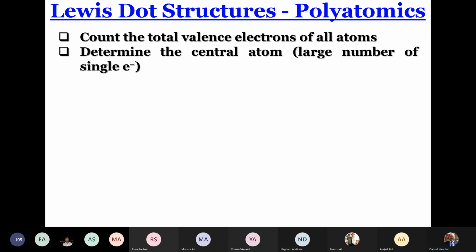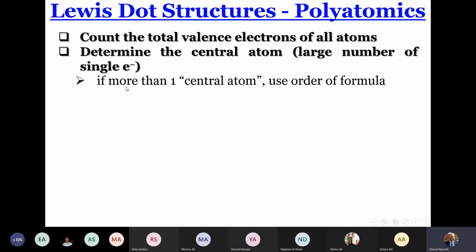Step 2 is to determine the central atom. I have a molecule containing A, B, C atoms. Which is the center, A, B, or C? In general, the central atom is that with the large number of single electrons. This is in general, and we have exceptions. If we have more than one central atom, use the order of the formula. Suppose you have two centers, you use the order of the formula.